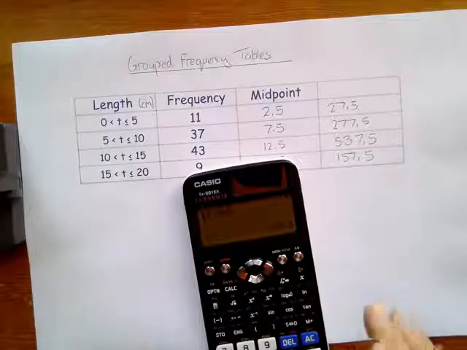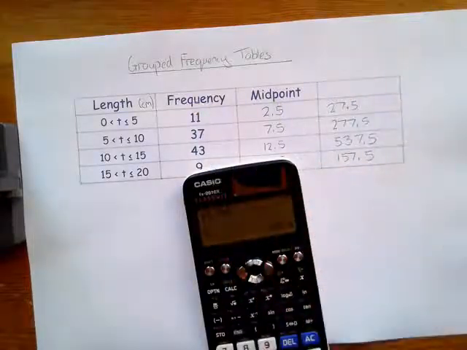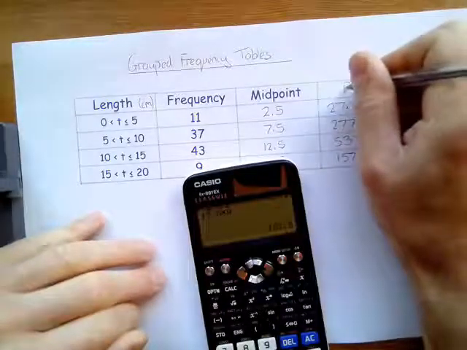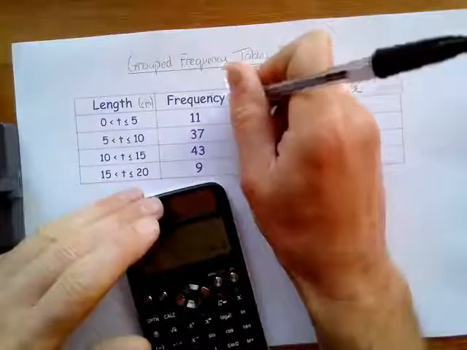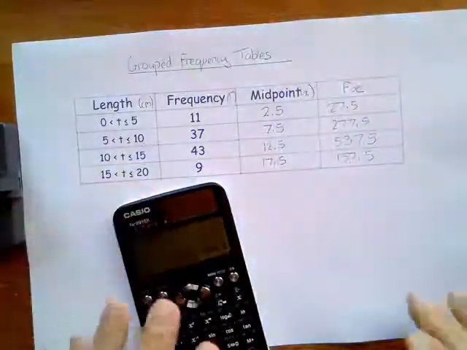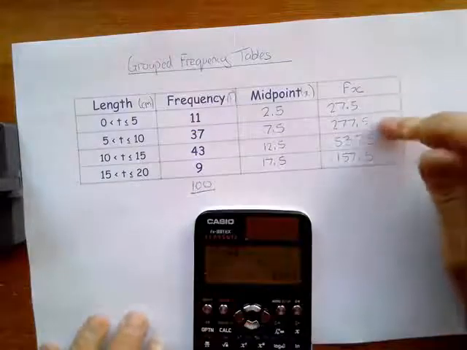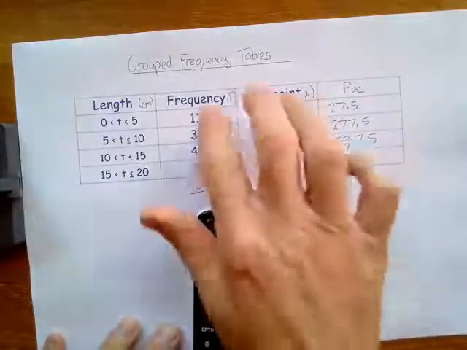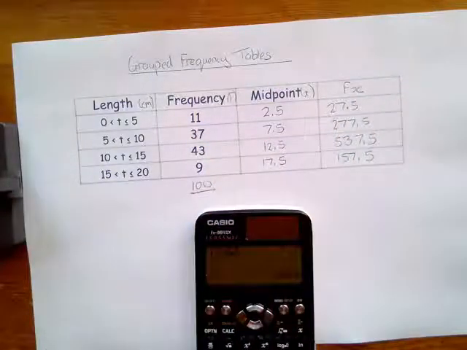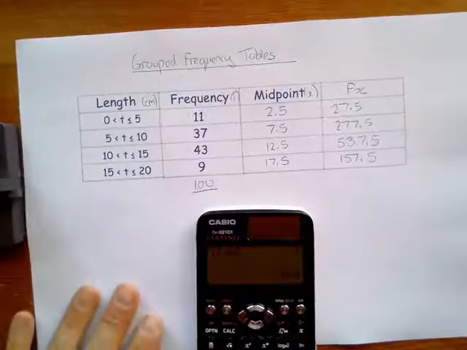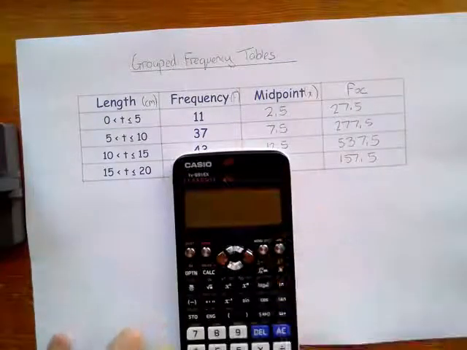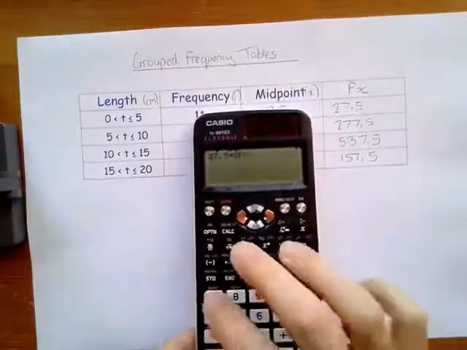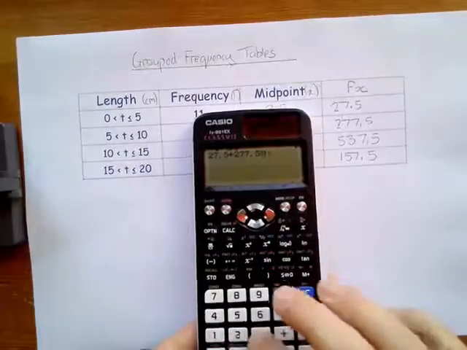Well, sometimes it's called frequency times midpoint, which is a logical name for it, as that's what it is. However, it's sometimes shortened to FX, and the F is the frequency and the X is the midpoint. Okay, so you can call it what you like, but that's what you get when you times across the middle two columns. You get these values here, which are the totals for each individual group. Then what I want is a grand total, a total of totals. So I get that by adding up all of the values in the FX column.